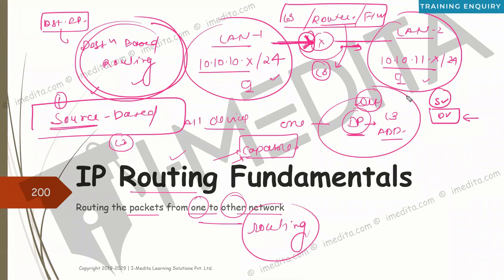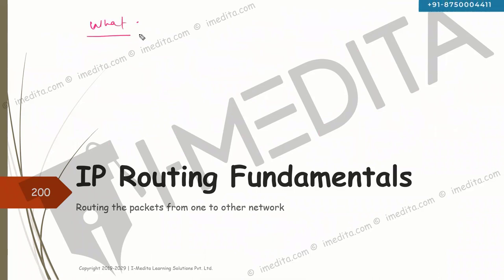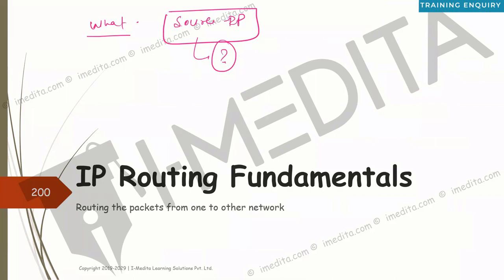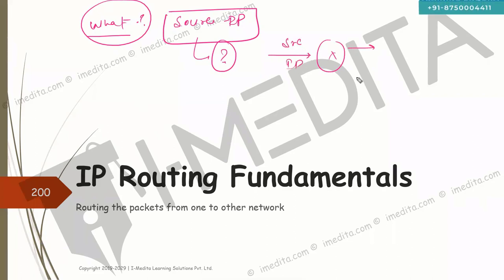We can make this router, for example, forward the packet based on the source IP address as well. What do we call that? What do we call it when a router performs packet forwarding based on source IP? How can we do that? How can we tell the router to take a look at the source IP of the packet, and based on that, forward the packet out of either this interface or out of this interface? You might already be aware of that. So, yes, that is called policy-based routing.